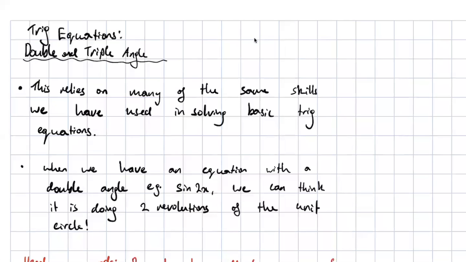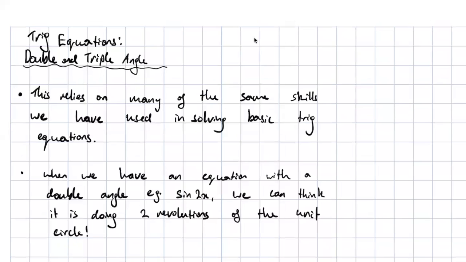Hello and welcome. In this video, we're going to be talking about solving trigonometric equations that involve double and triple angles. Now, what do I mean by that? Instead of solving things that look like sine x equals a half, we're going to modify them so they look a little bit more like this one down here, with a sine 2x or a cos 2x or something like that, okay? Now, it relies on a lot of the same skills that we've covered in solving basic trig equations. So you're going to see us use a lot of those again.